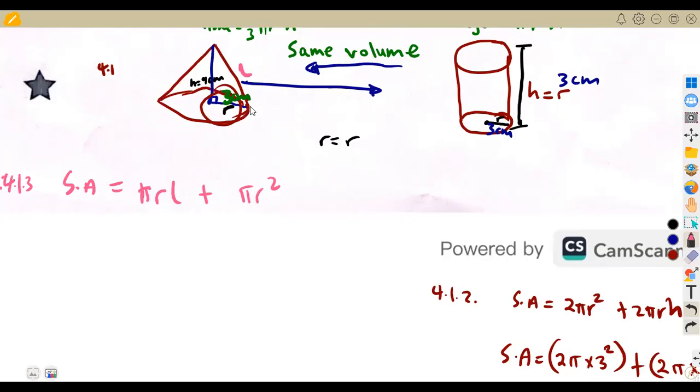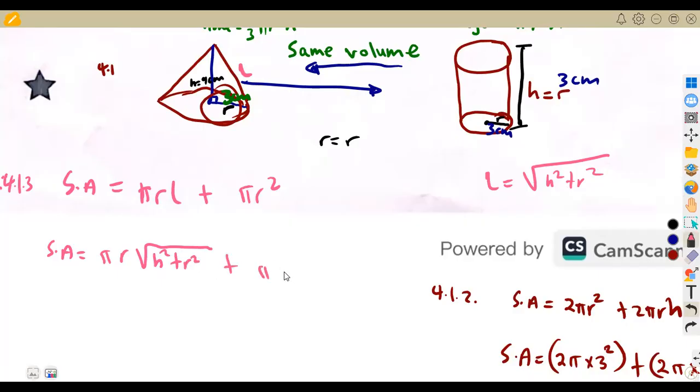But because we do not have L, we can calculate L from our Pythagoras theorem, whereby we understand that L, being the hypotenuse, will be the square root of h squared plus r squared. So in place of this L, we can just substitute our formula, as it is: pi r times the square root of h squared plus r squared, plus pi r squared.